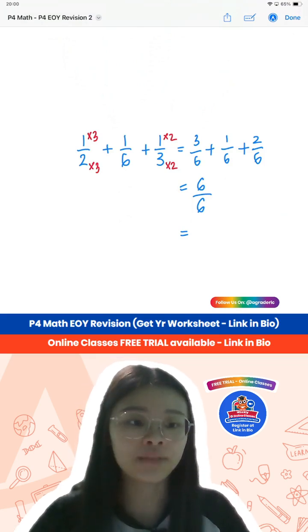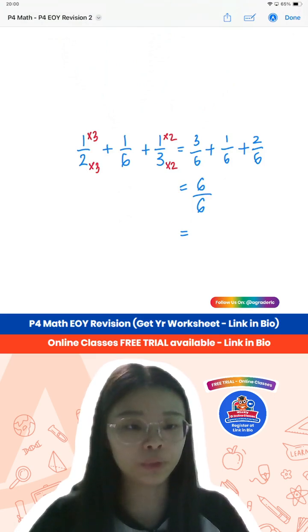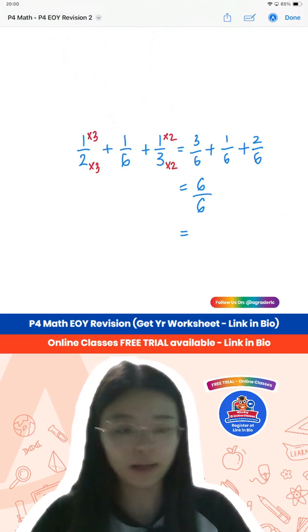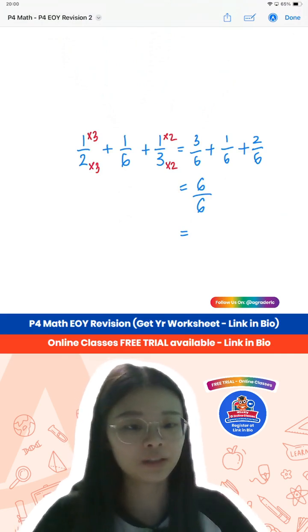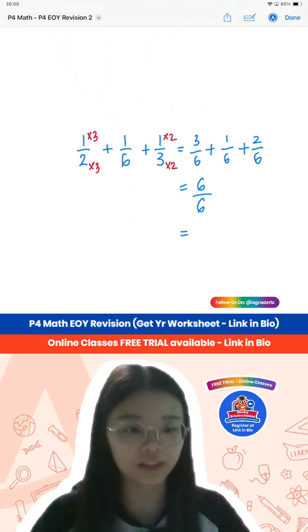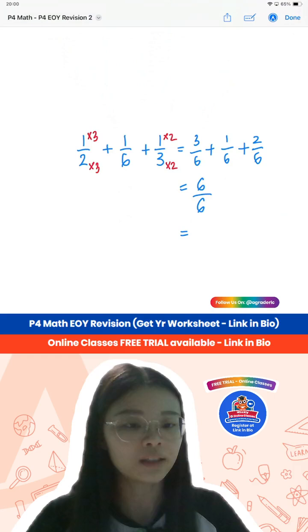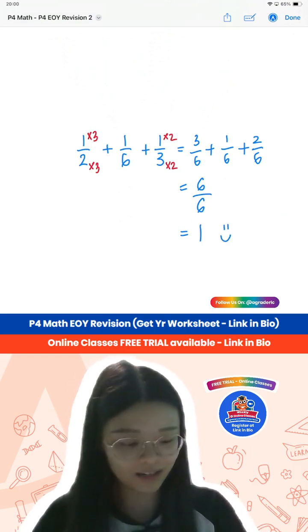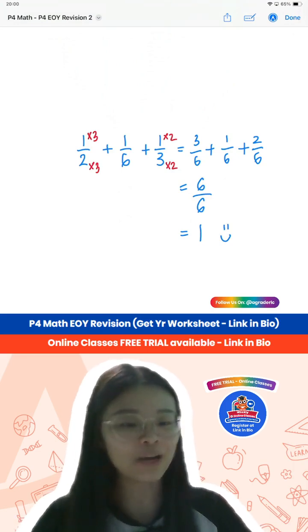What happens if there is no common multiple? I want to know, will this be tested? If you were to add 3 fractions, there will definitely be a common multiple, because this is only P4 level. There will be a common multiple. Okay, 1 whole, 1 whole, 1 whole. Very good. 1 whole. So the answer is 1. Yay. Okay, so that's how you add.